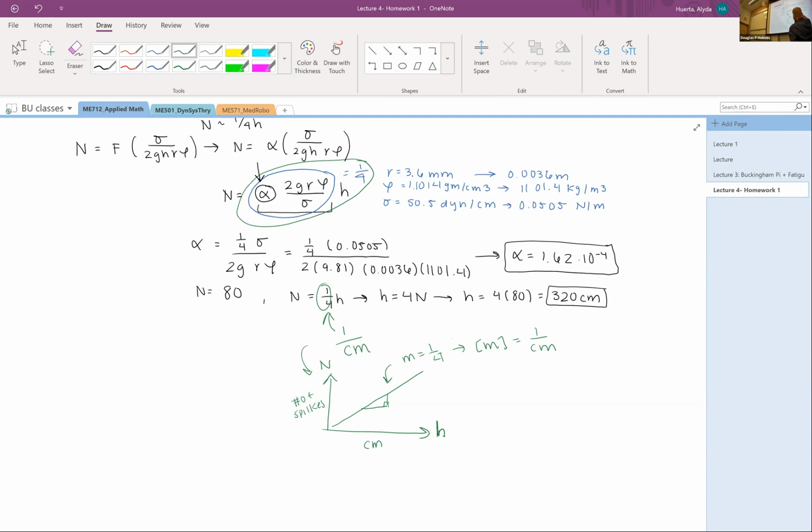I guess the question is, maybe the question you're asking is, is alpha 1/4, or is alpha times that dimensional quantity 1/4? I got the other part on the top. But I just don't understand the purpose of the last question.